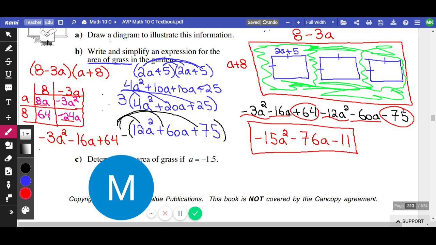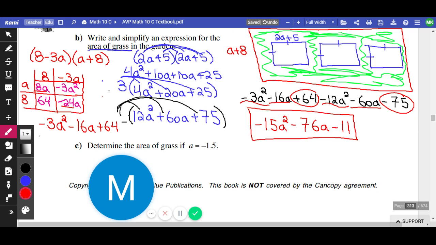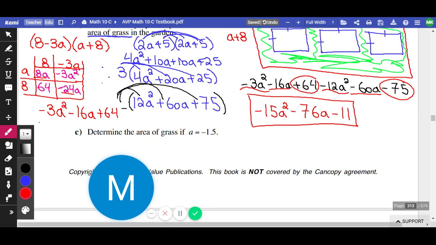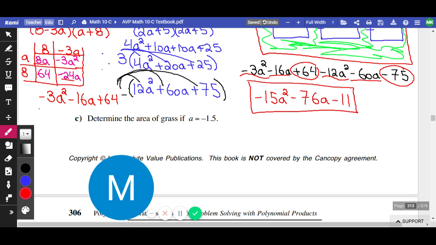Awesome. If you look at part C, it says determine the area of the grass if a equals negative 1.5. That means we go back to our formula we just created and we substitute negative 1.5 in. Same way we did on the last question. So we use brackets to do it, and then we use our calculator with all the brackets to do it properly. You can give it a shot if you want. So try it out, see if you get it right. I'll write out what it looks like.